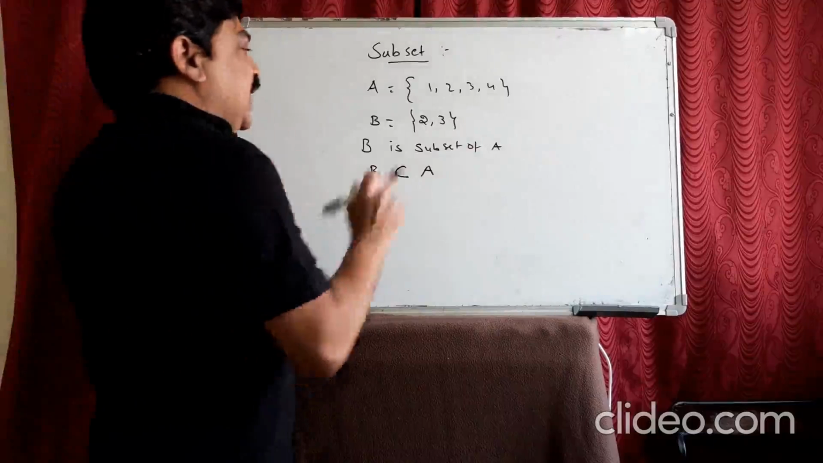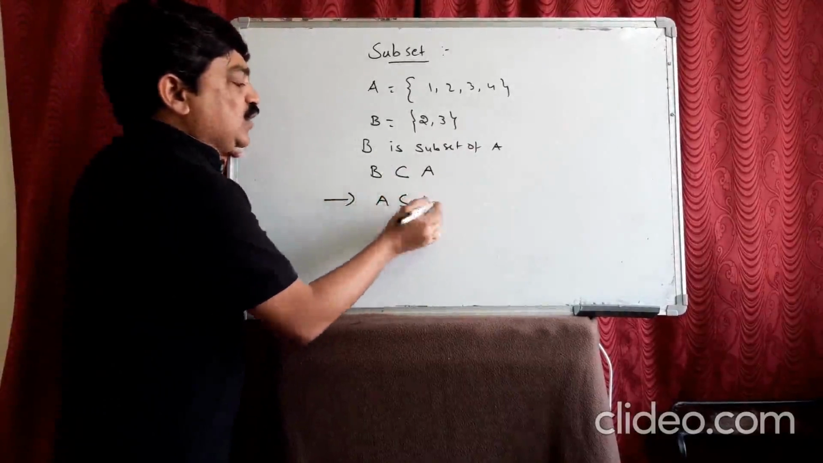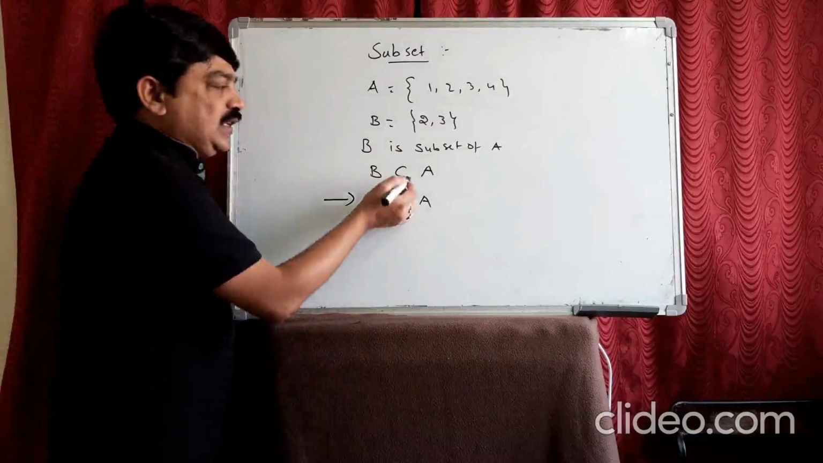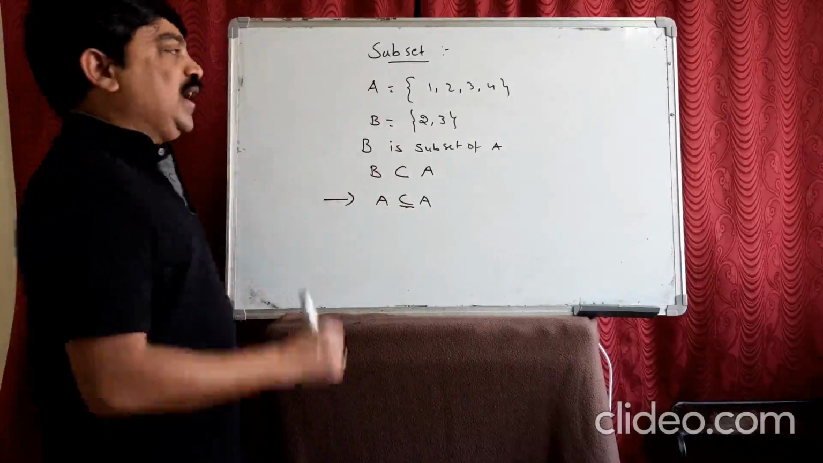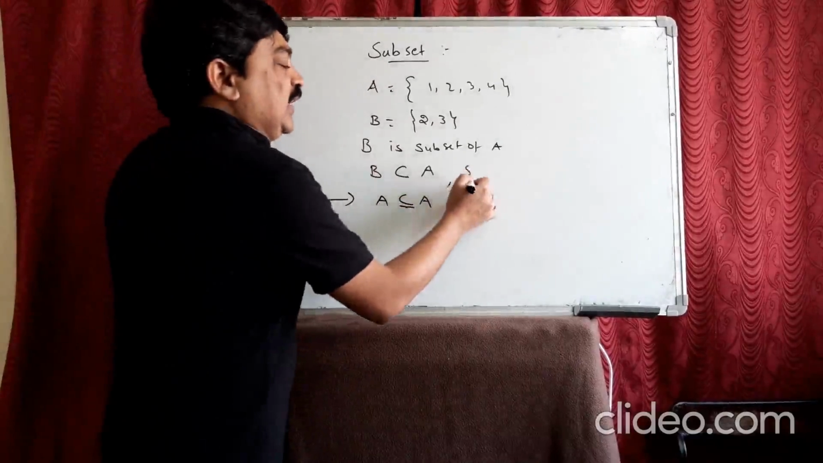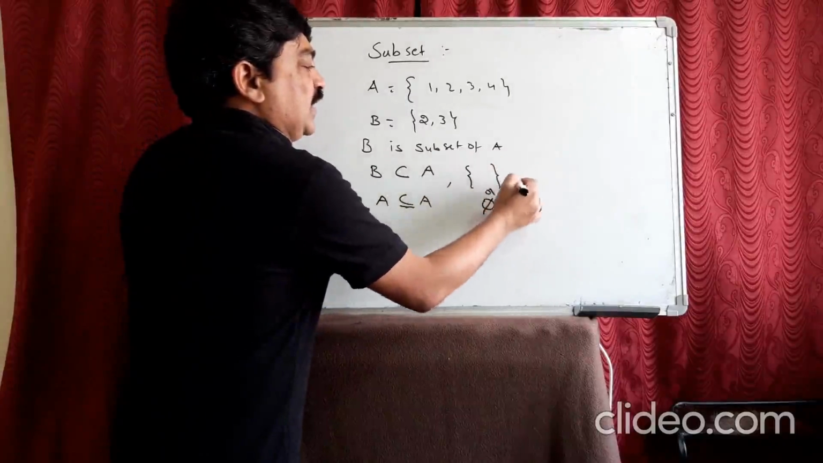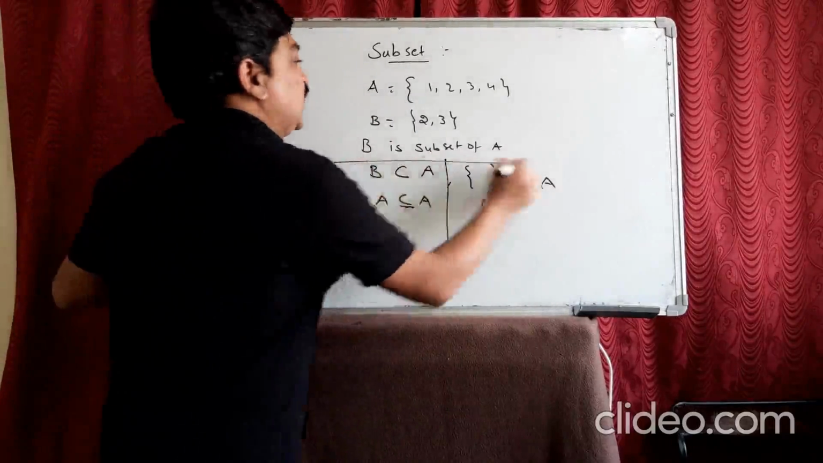And the important point to note is that A itself is also a subset. When it is equal, we write this. So for subset you can write this or this also. A itself is a subset of A. And the null set or empty set is a subset of every set. These three are important points.